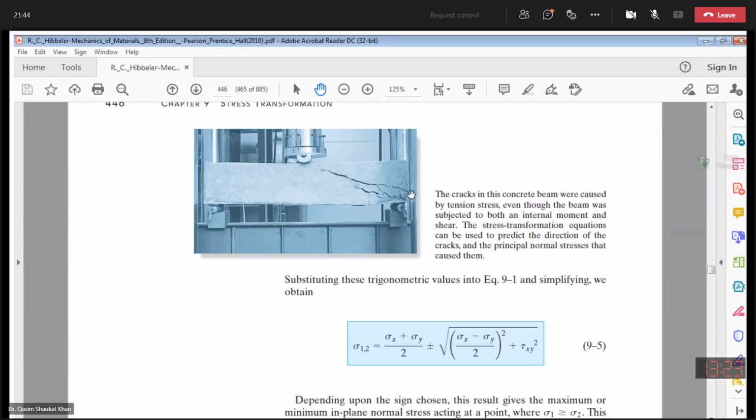Now, the cracks in this concrete beam were caused by the tension stress, even though the beam was subjected to both an internal moment and shear. The stress transformation equations can be used to predict the direction of the cracks. In general, your flexural cracks are 90 degrees to the horizontal, whereas your shear cracks are 45 degrees to the horizontal.